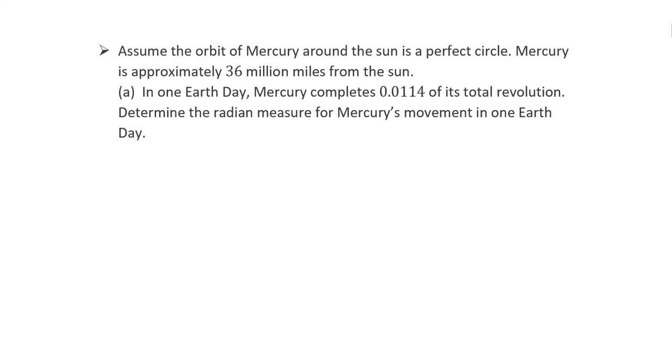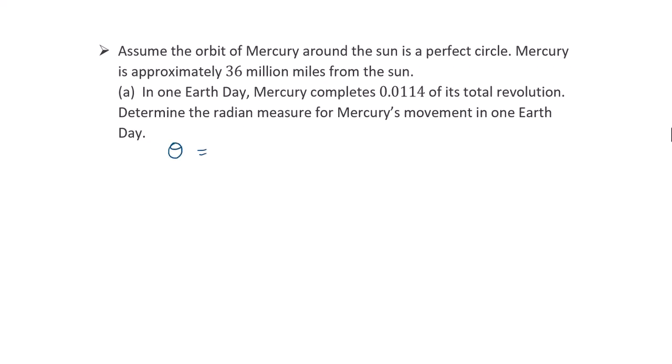Assume the orbit of Mercury around the Sun is a perfect circle. Mercury is approximately 36 million miles from the Sun. In 1 Earth day, Mercury completes 0.0114 of its total revolution. Determine the radian measure for Mercury's movement in 1 Earth day.